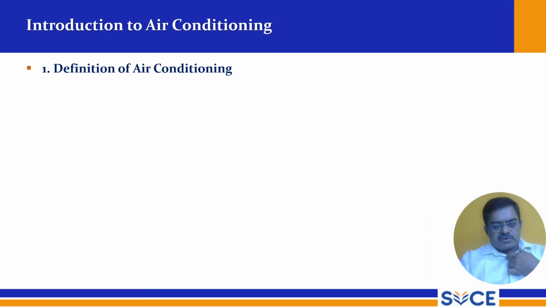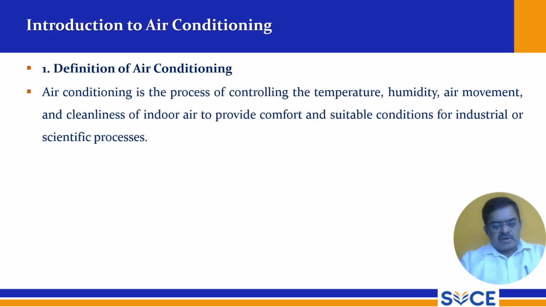So here is the definition of air conditioning, let me introduce air conditioning as well. Air conditioning is the process of controlling the temperature, humidity, air movement and cleanliness of indoor air to provide comfort and suitable conditions for industrial or scientific processes. So the indoor environment becomes a controlled environment where it controls the temperature, humidity, air movement and cleanliness, and it gives comfort to the users.